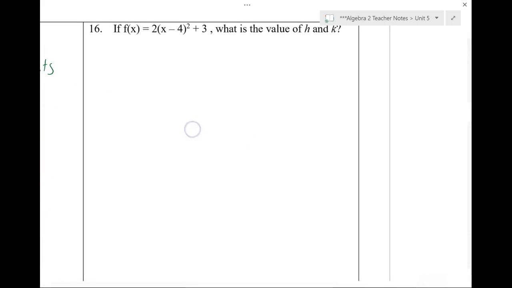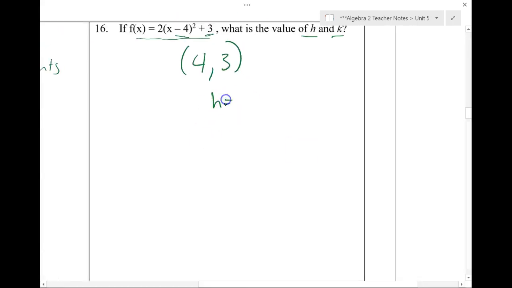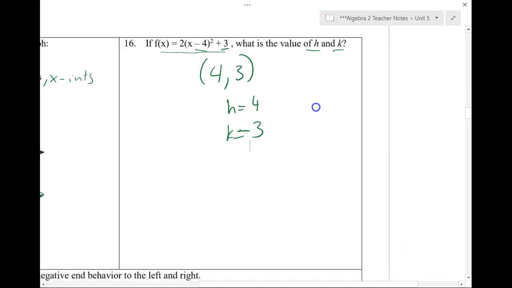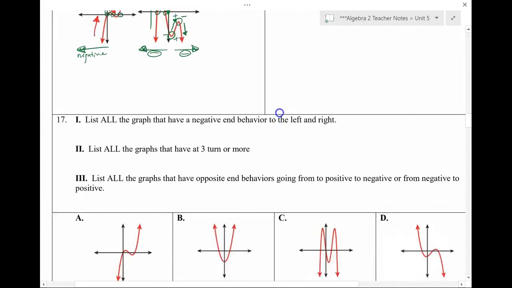Number 16. If f of x is this equation here, which happens to be in vertex form, what is the value of h and k? Well, we looked at this a minute ago. So the value of h and k is this value here and this value here. Remember, x is a liar for the x value. So it's not negative 4, but positive 4. And then 3 is our k value. So in other words, you could say h is equal to 4 and k is equal to 3. Alright, let's go to the next one.